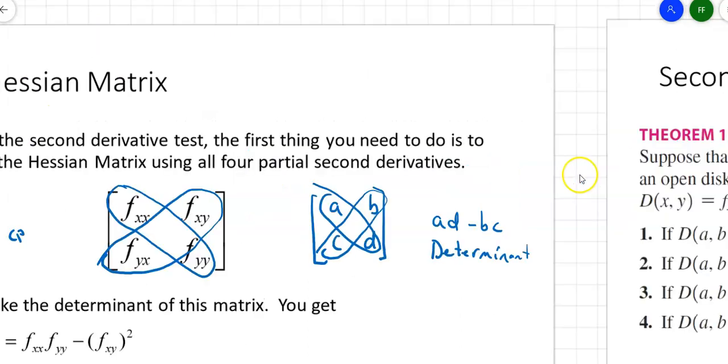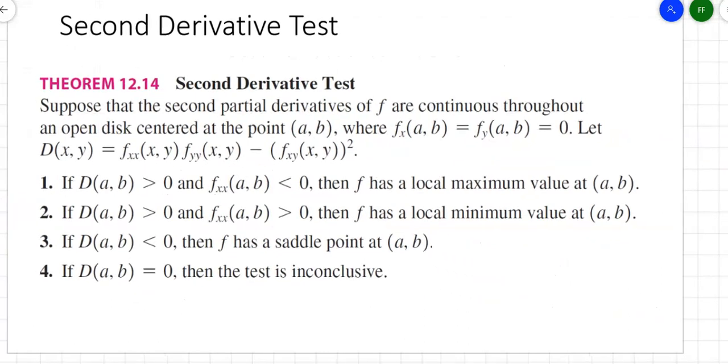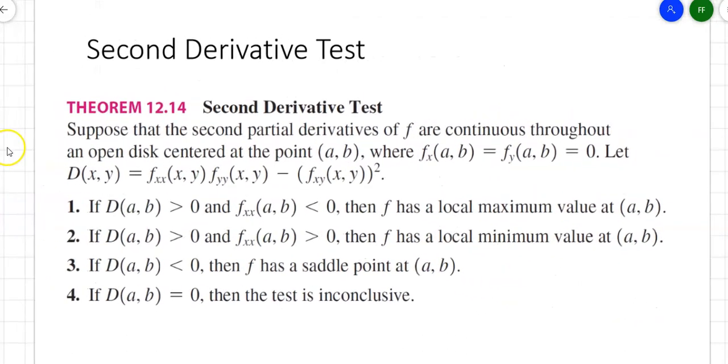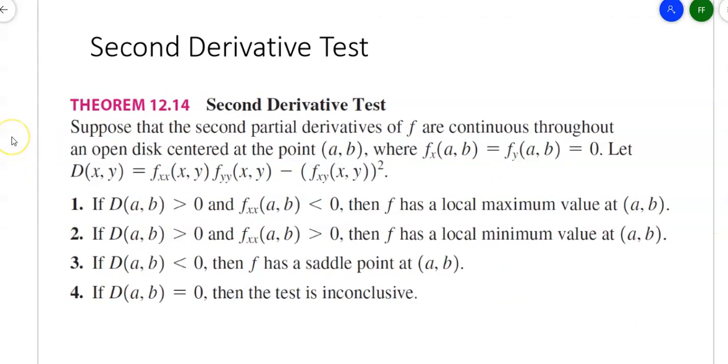What do you do with it once you have it? So you're going to come up with this determinant, and this is the second derivative test lifted directly from the textbook. My determinant is what I found with that Hessian matrix. If the determinant is positive and the item in the top left corner, the partial with respect to x twice, is negative, then you've got a local max.